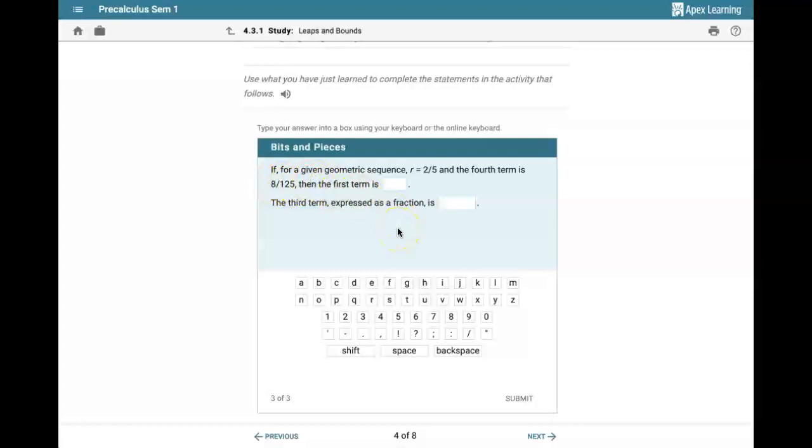We would have to work backwards and figure out, if our equation is a_n equals a_1 times r to the power of our term, we could then work backwards. Now I'll leave this one for you guys to figure out, so you can actually use your calculators and figure out the fractions there.